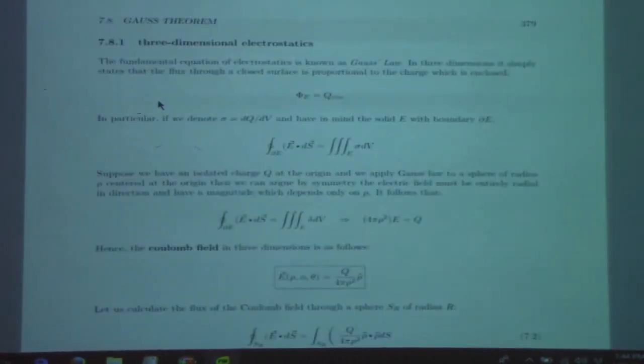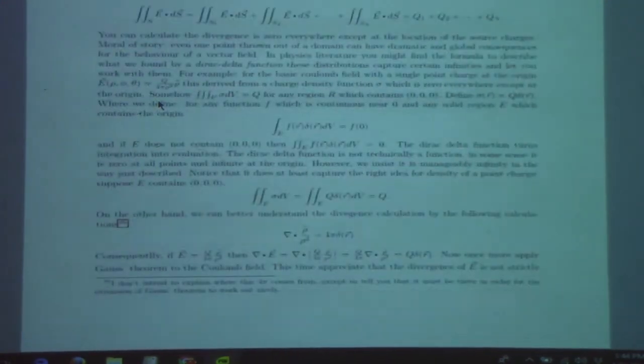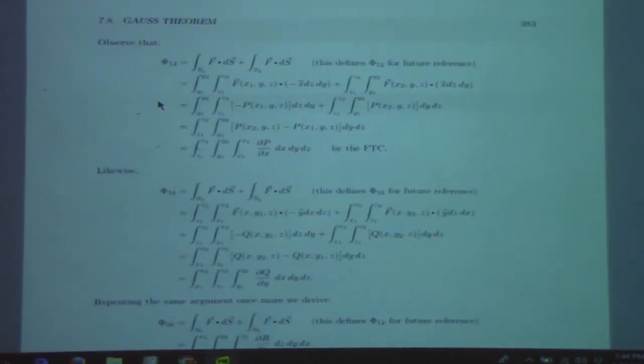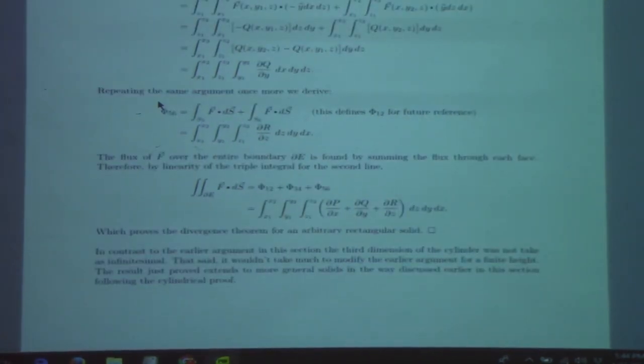And so what's happening? Oh, here it is. So here is a straight up proof of the divergence theorem for a cube. All the gory details right there. All right, anyway, I'm going to put this away.